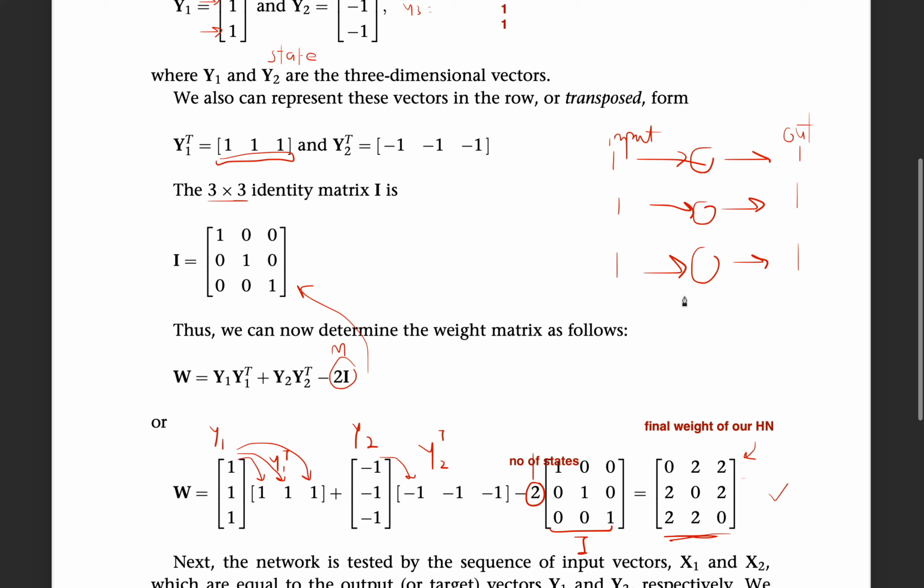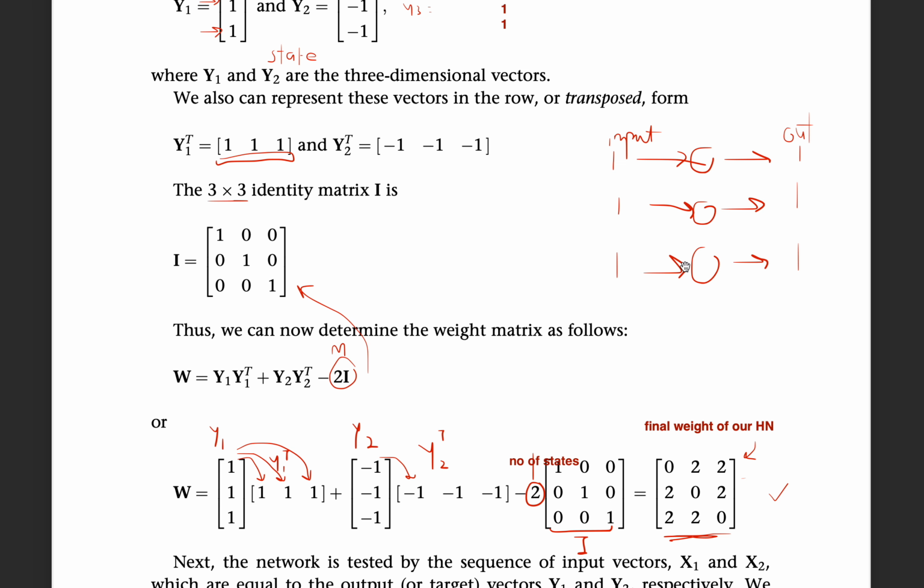Okay, let's say this is a Hopfield network. We have a neuron here, with an input and an output. If we have input 1, 1, 1, then the output that comes out here must be the same value as the input. So here it must be 1, 1, 1.